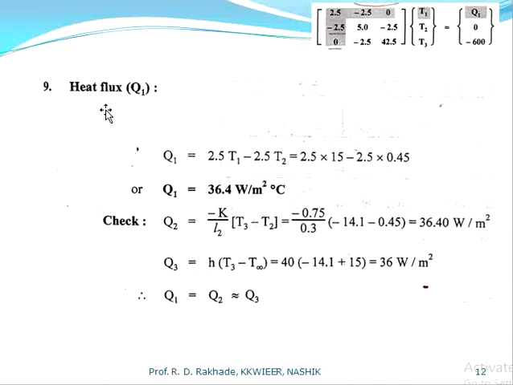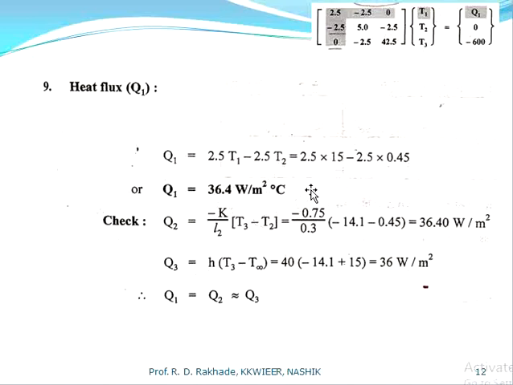Then how to calculate heat flux at node 1, node 2 and node 3. We know that from the global stiffness matrix we can write the equation 2.5 T1 minus 2.5 T2 plus 0 into T3. So ultimately T3 is neglected, equal to Q1. So in this way we can calculate Q1. We'll get 36.4 watt per meter square degree centigrade.